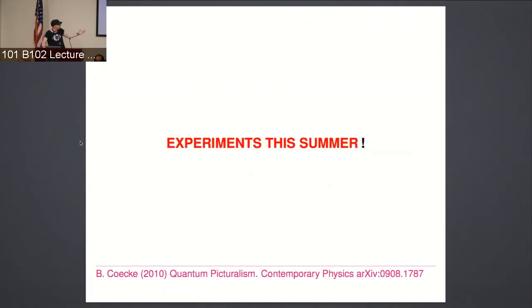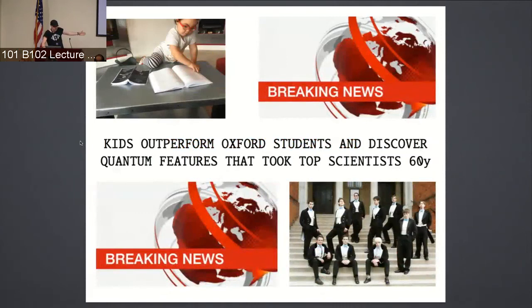We're actually doing experiments in the summer, something which I proposed a long time ago. We're going to teach high school kids to do quantum physics with these boxes and wires, and then we're going to take a bunch of posh Oxford students, Boris Johnson's in there, for example, and teach them usual quantum mechanics, and these kids are totally going to outperform them. That's cool, right? And then we get nice headlines, kids outperform Oxford students, and discover quantum features that are 60 years old. That's what we're going to do this summer.